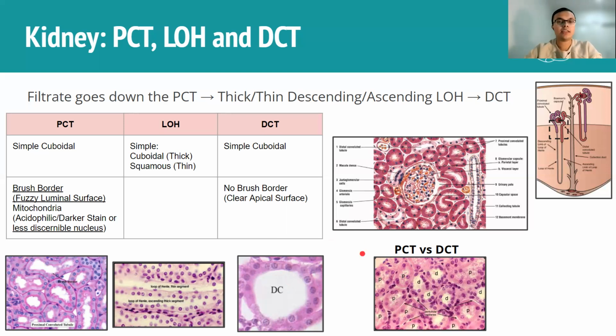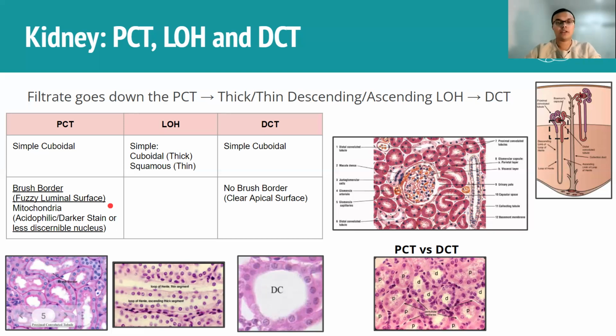And on the other hand, distal convoluted tubules don't really have that brush border. It might be a little bit fuzzier because of the way the histological image was taken, but you can sort of clearly make out the luminal surface. And so that's one way you can differentiate between the two.